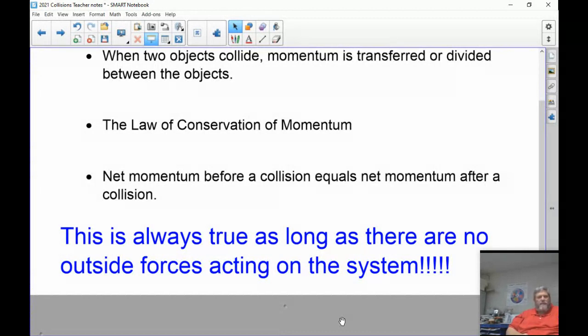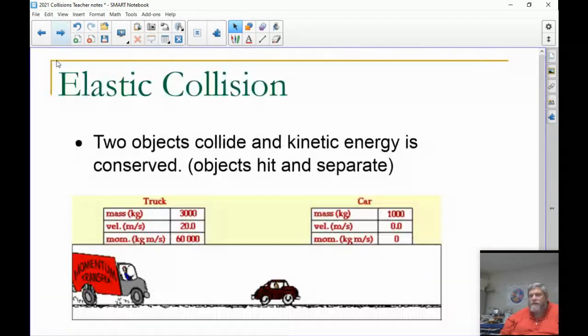Now, typically when cars collide, there's friction and things like that. But as I said at the beginning, the collision is considered to be so short that those outside forces don't have a chance to be a factor. So we can apply conservation of momentum here.